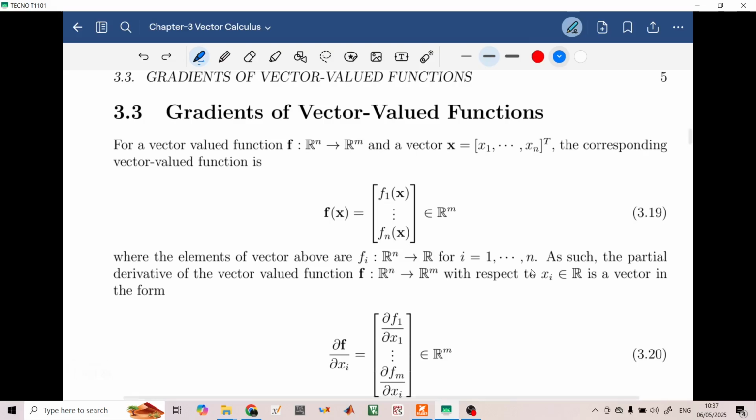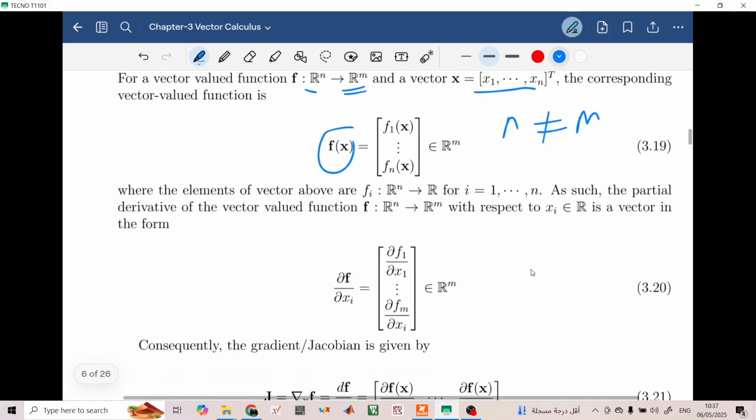In this video, we'll discuss the gradients of a vector valued function. Recall that the vector valued function is a vector in the end. So it takes a vector x from Rn and maps it to Rm. From Rn to Rm. So here we have the vector x, which is mapped to another vector f of x. n and m do not necessarily have to be equal. Okay, so how do we do that?